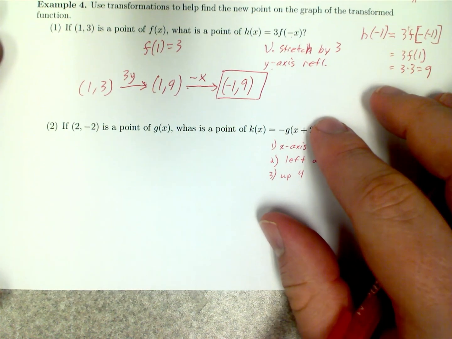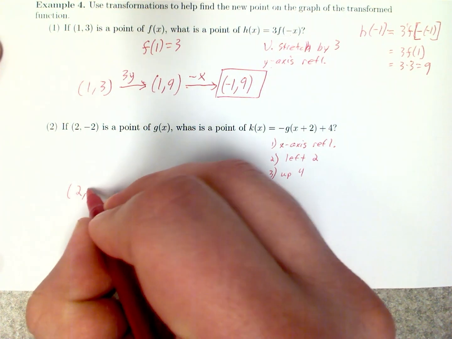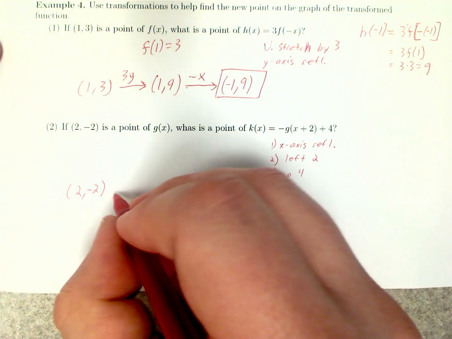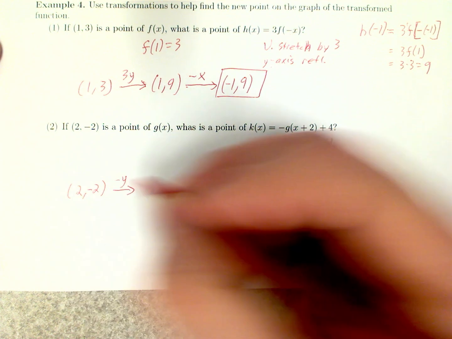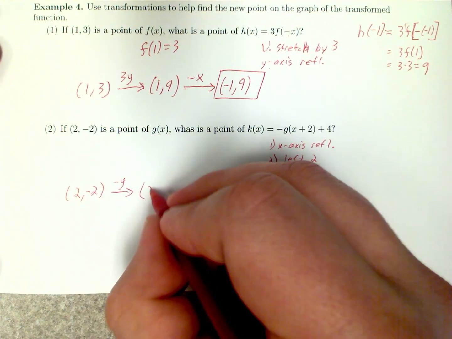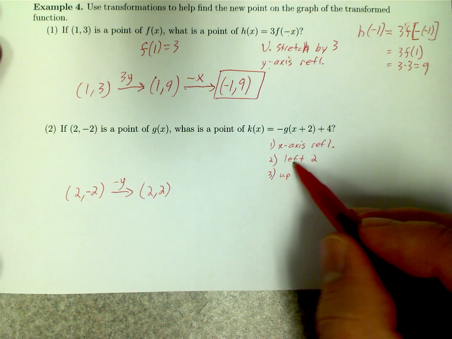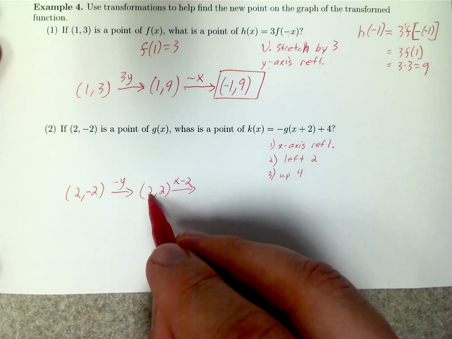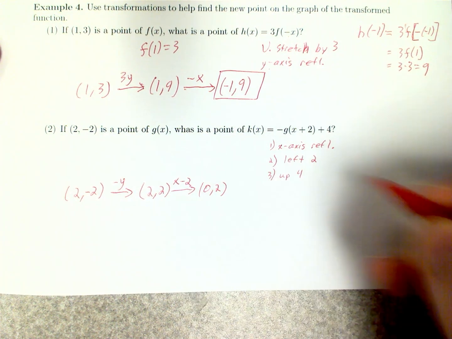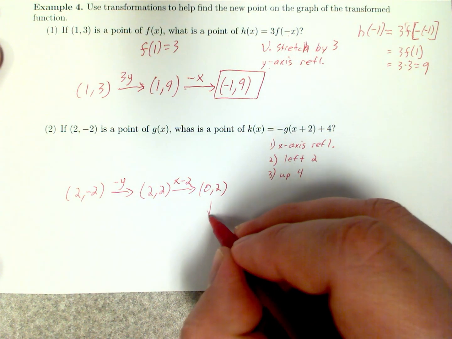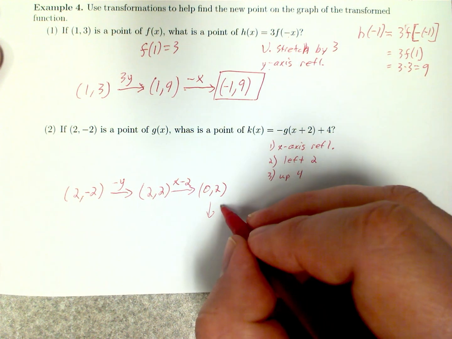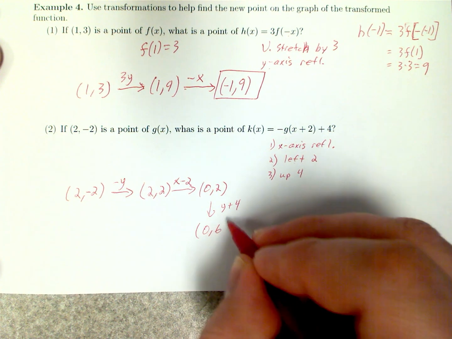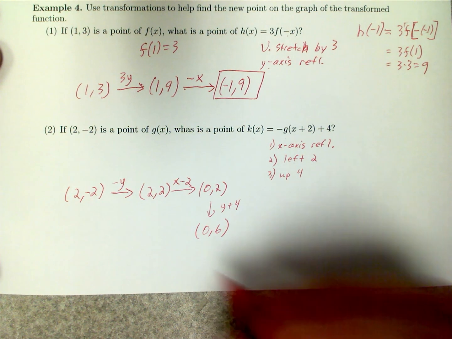So let's take our single point and do that. The x-axis reflection deals with verticality, so we're multiplying the y's by a negative. So instead of 2, negative 2, it becomes 2, 2. We go left 2, that means we're taking the x values and subtracting 2. So what is 2 minus 2? That's 0, 2. And then up 4 deals with the y values, so we're adding 4. So what is 4 plus 2? That's 6. 0, 6. And this is our answer.